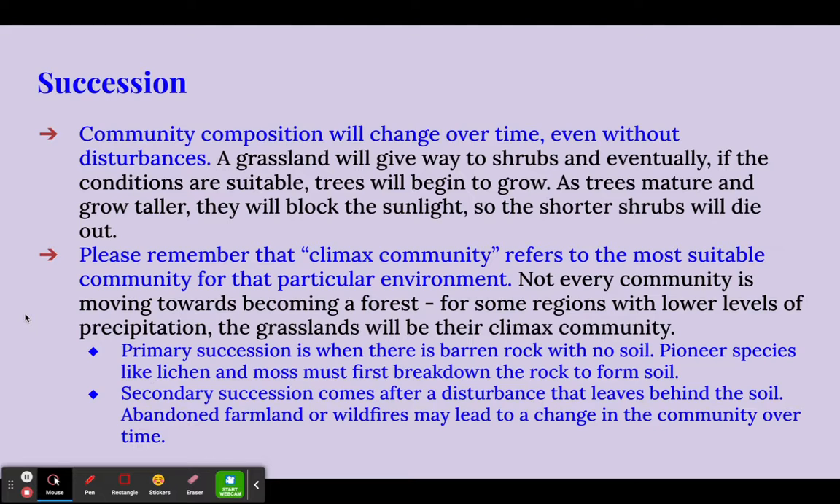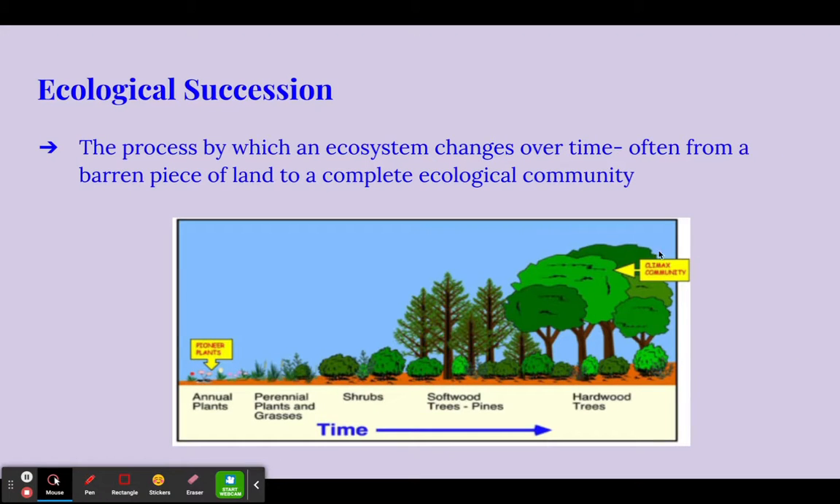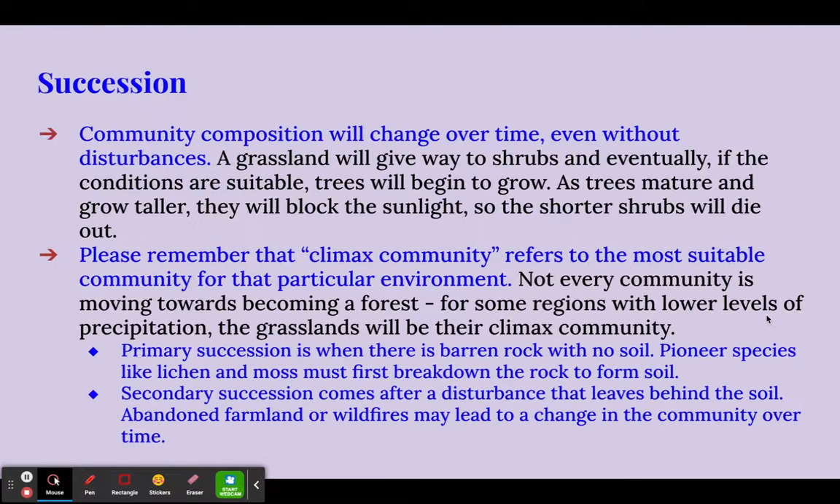A climax community, which we had seen here, refers to the most suitable community for a particular environment. A climax community means it has reached its sort of perfect Goldilocks area. It's the perfect environment for where it is. So, not every community is moving towards becoming a forest. There are a lot of regions where a grassland is the climax community.